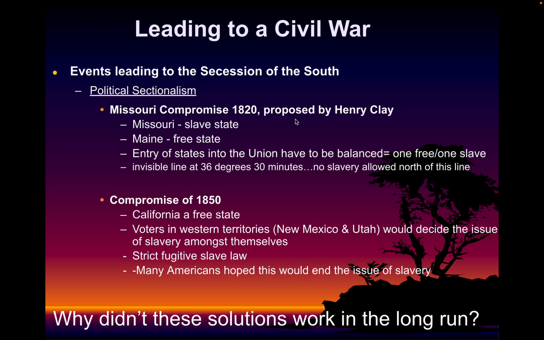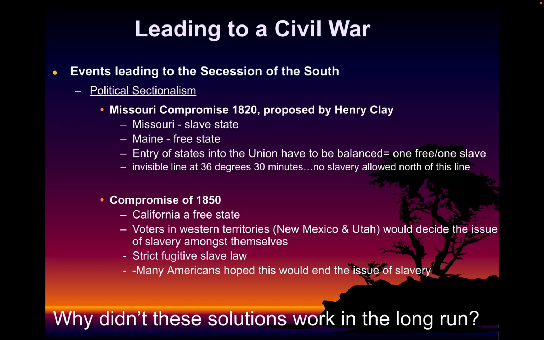This is proposed by a guy you might remember from our Andrew Jackson unit, Henry Clay. Remember, Clay and Jackson were mortal enemies. But Henry Clay's idea of keeping the peace between the North and the South was that for every slave state, we had to have a free state. For every free state, we had to have a slave state.